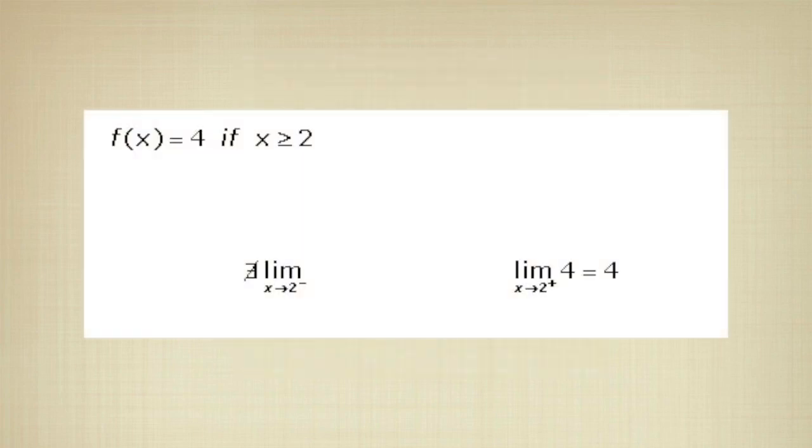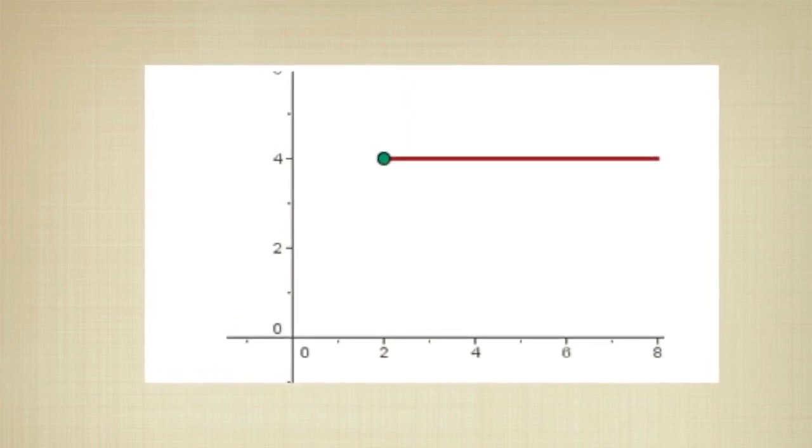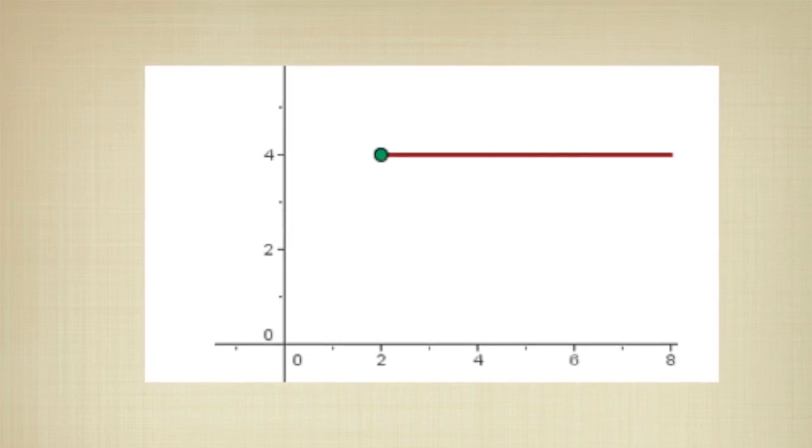Our second example is 4 if x is equal to or bigger than 2. At x equals 2, there is an essential discontinuity because there is no left side limit, shown here in the graph.